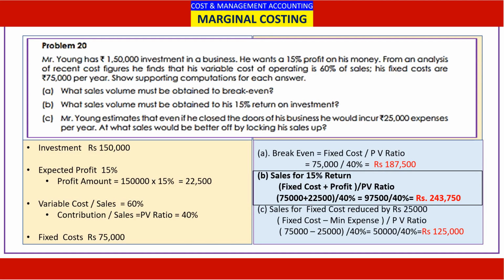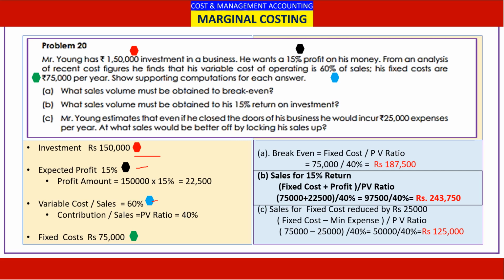Let us take up the solution. Mr. Young has 1,50,000 investment in a business. He wants a 15% profit on his money. From an analysis of recent cost figures, he finds that his variable cost of operating is 60% of sales, variable cost over sales is equal to 60%. His fixed costs are 75,000. Show supporting computations for each answer.